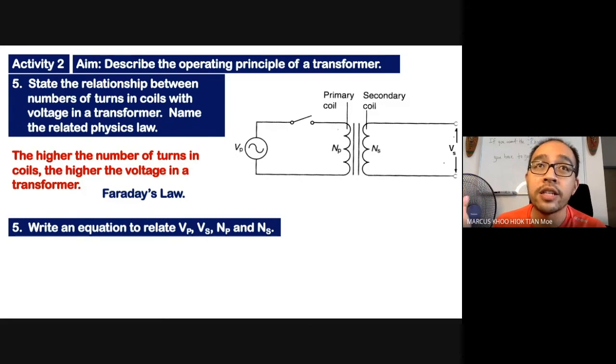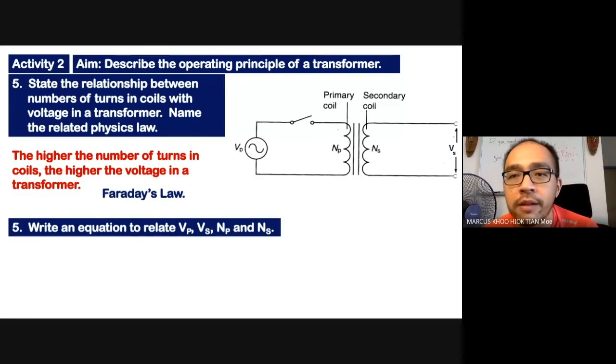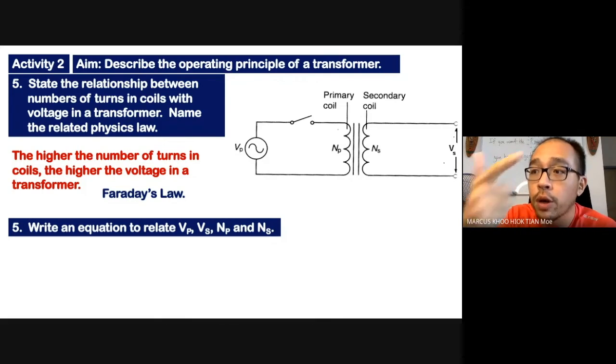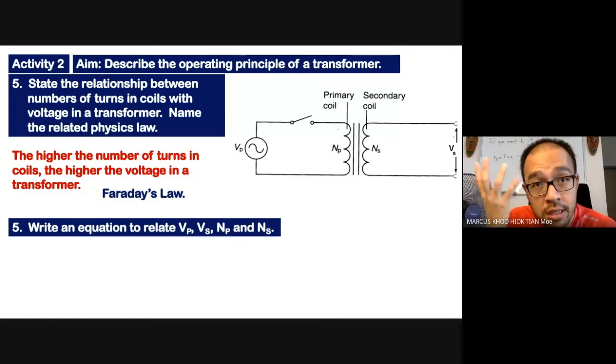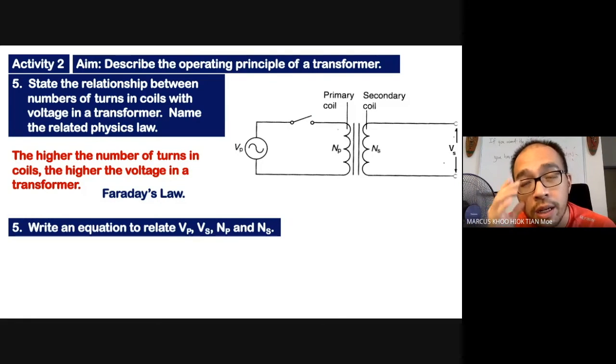The induced current is directly proportional to the rate of the cutting of magnetic flux. But basically, the bigger the number of turns, the bigger the voltage, the bigger the induced current. The bigger the number of turns, the stronger the magnetic field, you will have a bigger induced current. This is Faraday's law in action, and it is the law that we use to talk about the transformer.